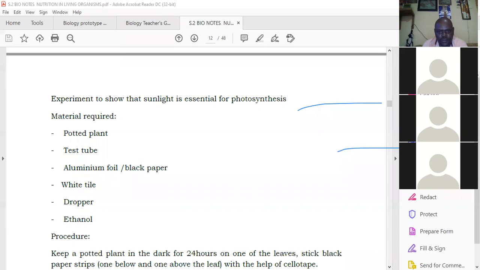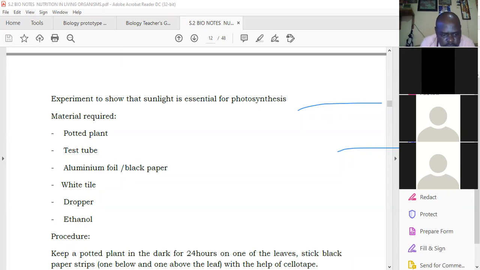Second question. Why were the plants discharged before the experiment? The question is written in the chat. Why were the plants discharged before the experiment?